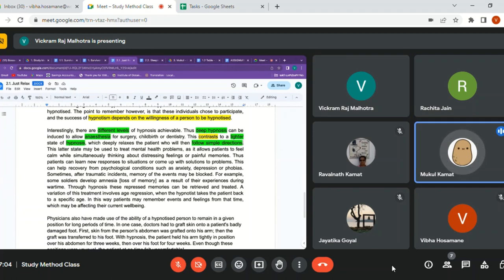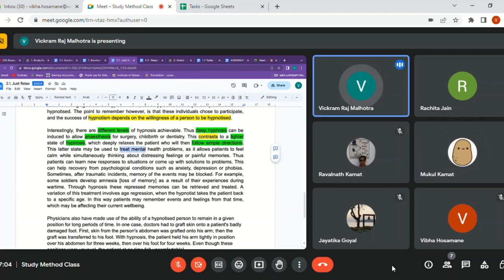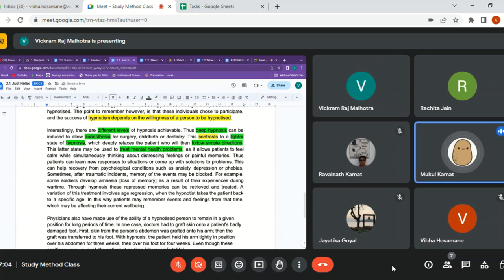This latter state may be used to treat mental health problems, as it allows patients to feel calm while simultaneously thinking about distressing feelings or painful memories. Treat mental problems? Yeah. Mental health problems. Yes. What can be used to treat mental health problems? Which state? The lighter hypnosis. Exactly. Go ahead.